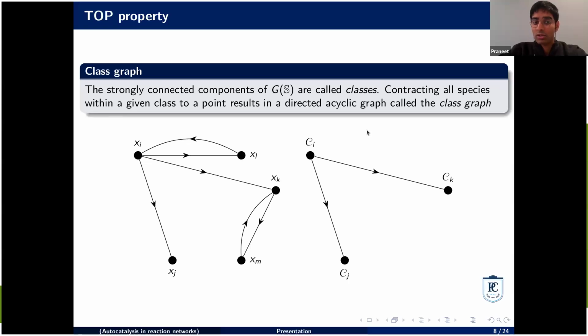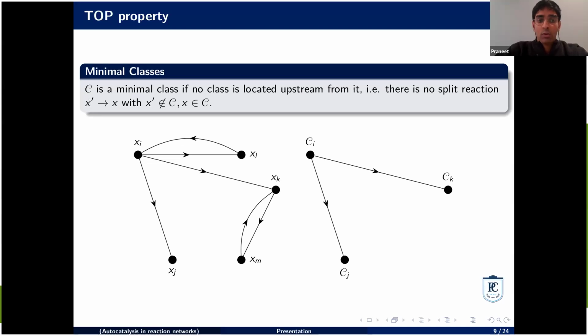So it's the maximal set of the strongly connected components. And then one thing you can note is that it's a directed acyclic graph. So it will be a directed tree or a directed forest, depending on the connectivity of the original network. So given this structure of it being a directed tree or forest, we have a notion of minimal classes.